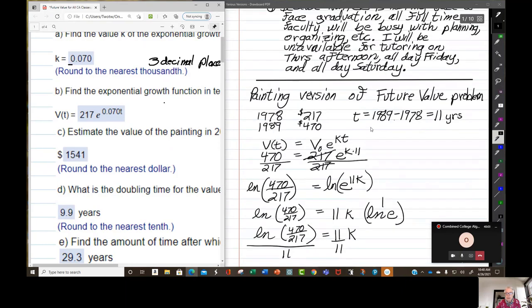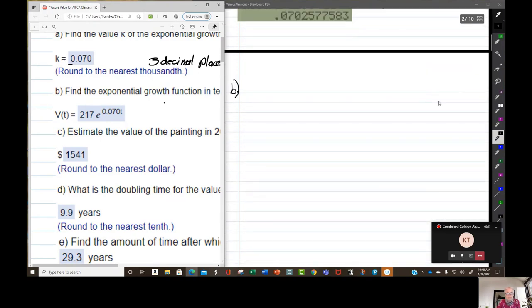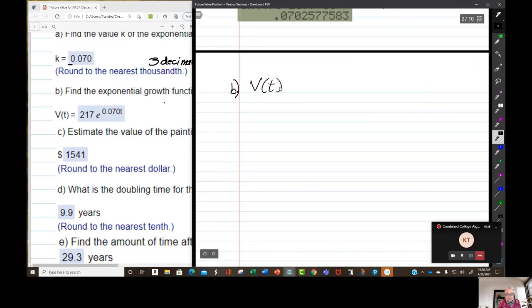I'm going to go back up here to 217, that's going to be our permanent V naught. V of t equals 217 because that's the very first price that was recorded in 1978. 217 times e. Now 11 isn't here anymore. 11 was just used to find K. We now are going to use our K number, 0.070 t, where t is time in years. And we can answer every future question in this problem with the answer to B right here. This is our formula for the whole rest of the time.